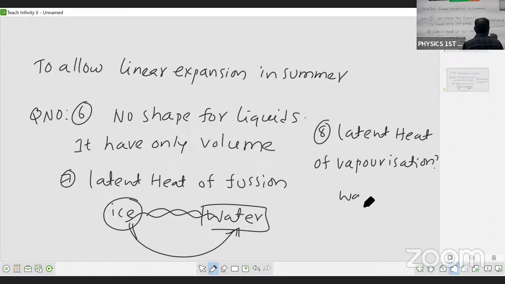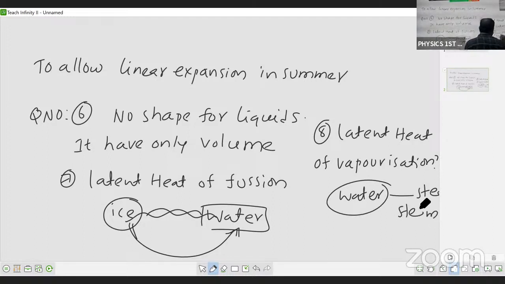This one, water to steam. When we are taking solid to liquid, the word fusion comes. The amount of heat required for water to change its state from liquid state to gaseous state, that is nothing but latent heat of vaporization. Both are same, solid to liquid, liquid to gas. This is the latent heat of vaporization.